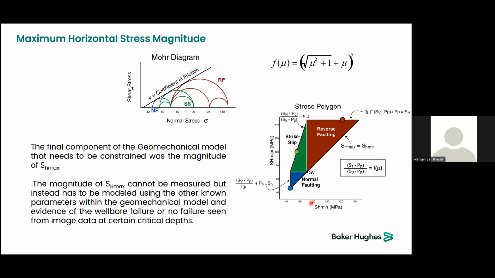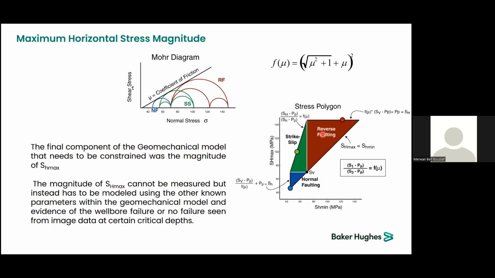Here you have SH min on the x-axis and SH max on the y-axis. So basically, having SH min and all the rock properties, you can directly get your SH max value. Another benefit of this stress polygon is that we can understand which kind of stress regime we are in. We have three different types of stress regime: normal faulting, strike slip, and reverse faulting. I'll just show you one example here.